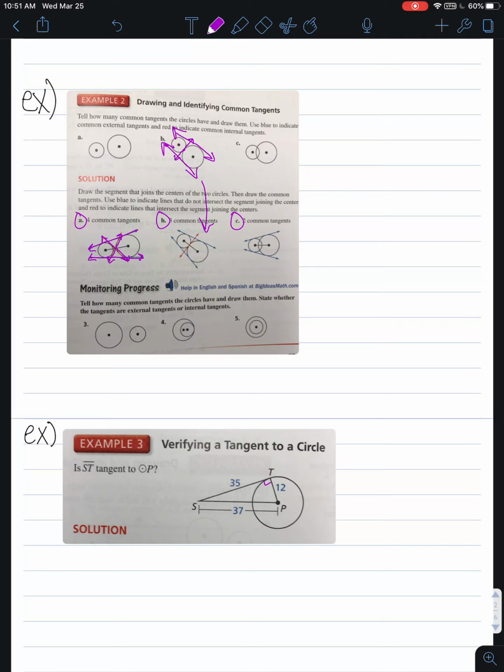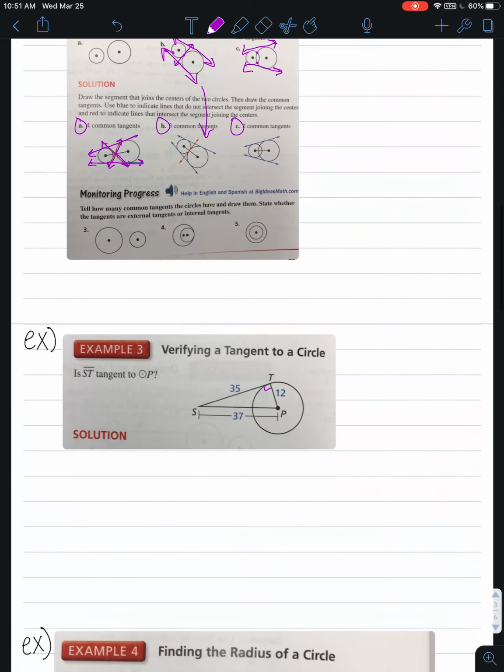And then you'll notice on this last example, because they're intersecting at 2 points right here, there's going to be no internal tangents, only external tangents, which you'll see there at the bottom. So there must be 2 external tangents, so the answer would be 2.